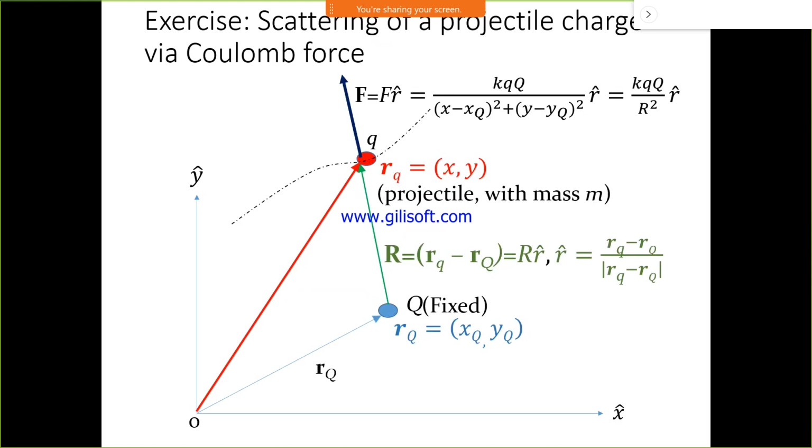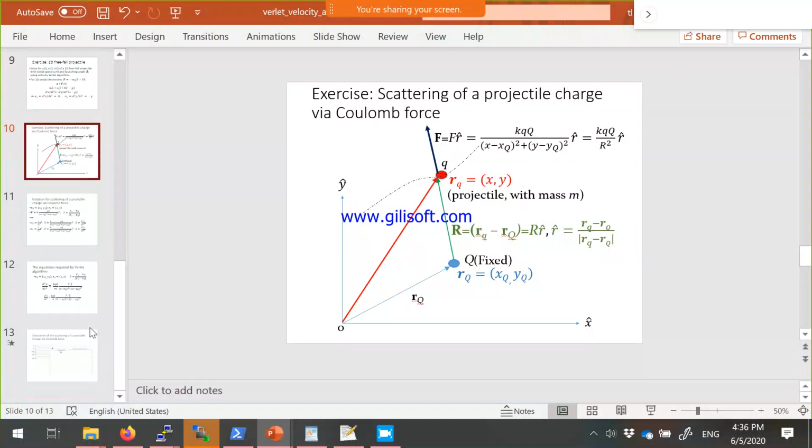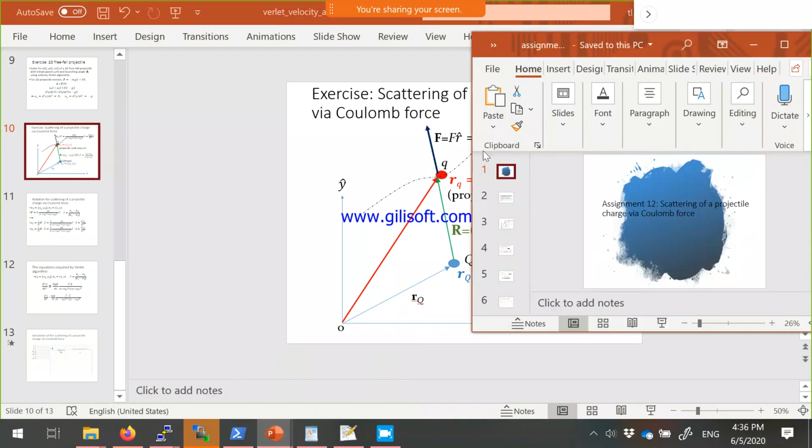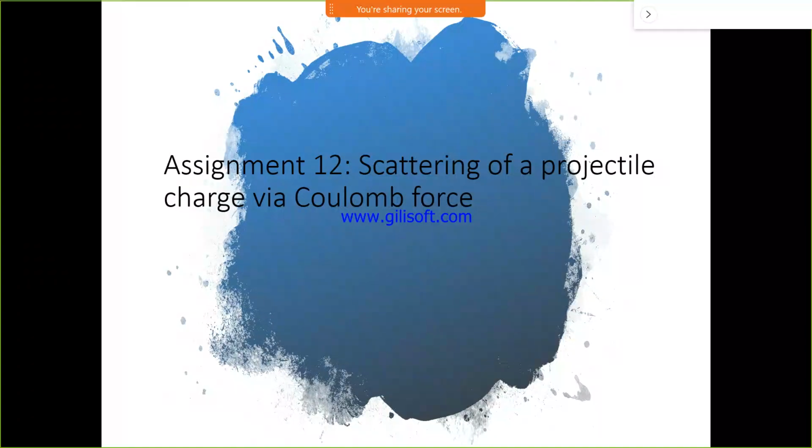So let us look at scattering projectile motions. But this is not an ordinary projectile motion. This is something which is quite new. We are talking about a Coulomb force. Okay, so let us look at a Coulomb force. Maybe not this one, let me look at this one. So this is your assignment, right? I just absorbed the last few slides into the assignment. So assignment 12, you're going to do it.